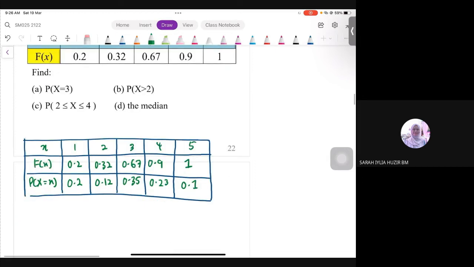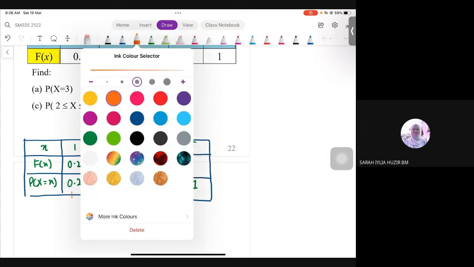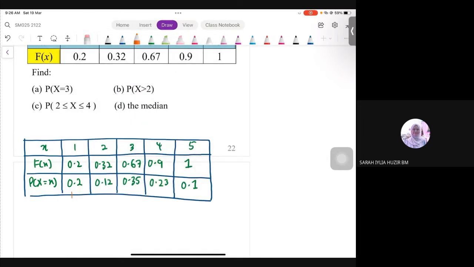Saya tulislah kat bawah dia. Siapa saya tolak siapa. Nanti kalau tak, confuse. Okay, ingat tolak orang sebelum. Jangan sebelum-sebelum. Orang sebelah dia je kita kena tolak. So, untuk yang first case ni tadi, 0.2 saya tolak kosong. Tak ada orang sebelah. Yang ni 0.32 minus 0.2. 0.67 minus 0.32. 0.9 minus 0.67, and then last one 1 minus 0.9. Okay, settle. Kita dah dapat the table.